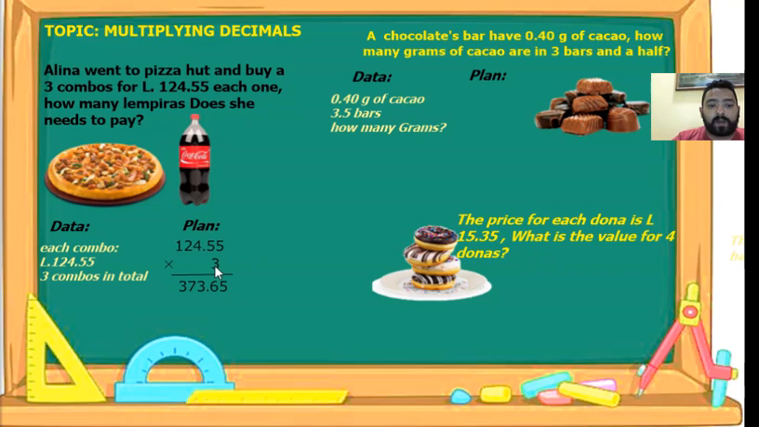So here we have 3 times 5 gives us 15. 3 times 5 gives us 15 plus 1, 16. 3 times 4 gives us 12 plus 1, 13. 3 times 2, 6 plus 1, 7. 3 times 1, 3. And in this case, you have to count how many decimal places you have in the numbers. As you can see, here we have 2 decimal places.